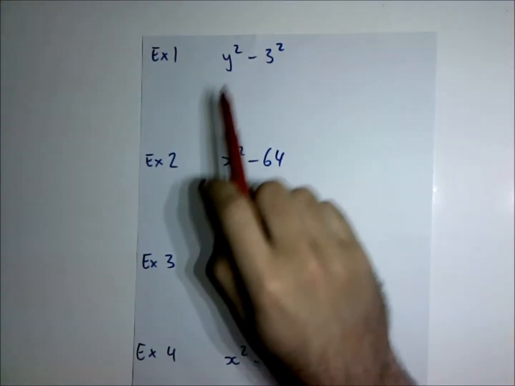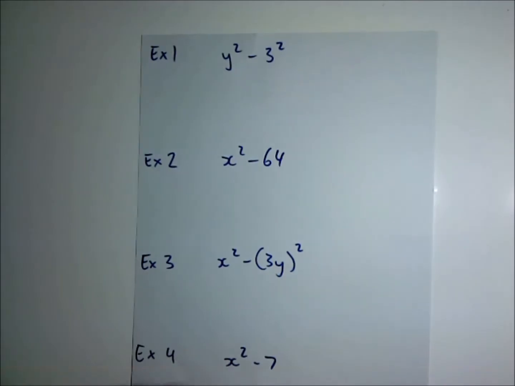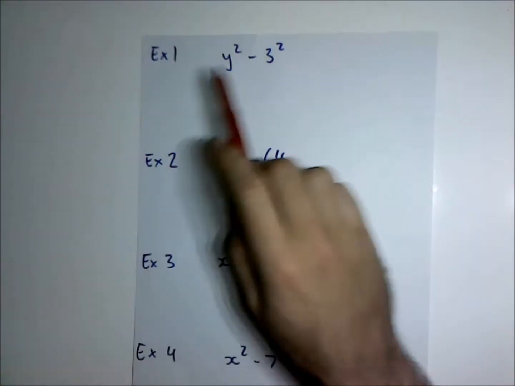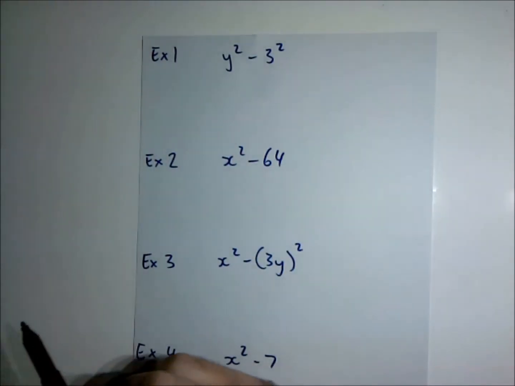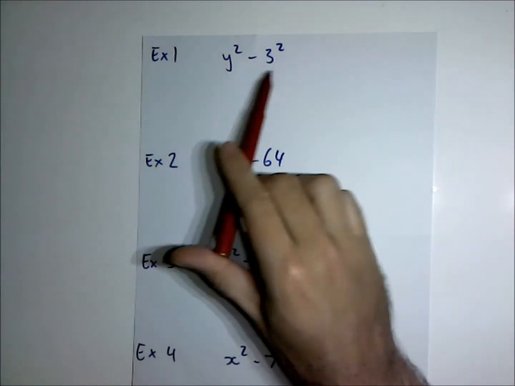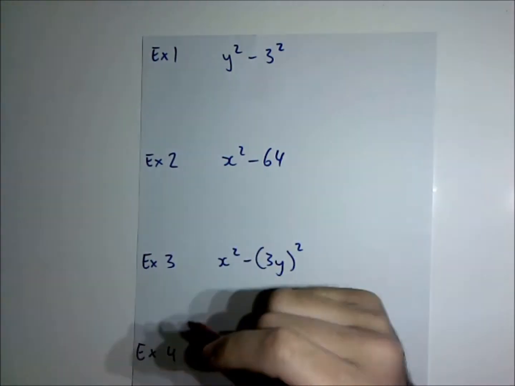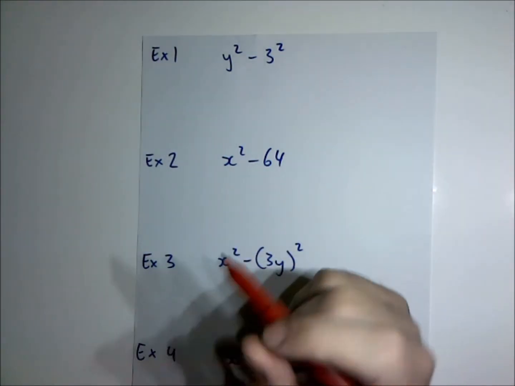For the first one, simple. We've just got y squared, take away 3 squared. So it's already in that form where you've got two squared numbers and a subtraction in between them. If you forget this rule, you'll be looking at it going, oh look, there's nothing in common. This one hasn't got a y, that one hasn't got any 3s. What am I going to do? I'll tell you what you're going to do. You're going to use the difference of two squares rule.